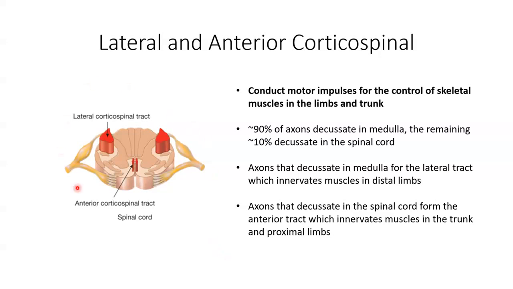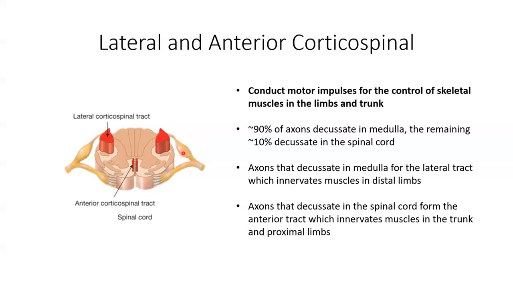Now, as we pointed out in this image, within the corticospinal pathway, there are two corticospinal tracts, the lateral corticospinal tract and the anterior corticospinal tract. The corticospinal axons that decussate, or cross over, in the medulla form our lateral corticospinal tract. So they run down the lateral column of the spinal cord, which, remember, is these parts here and here.